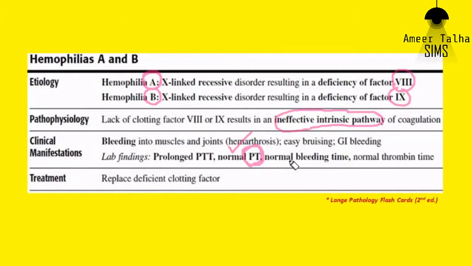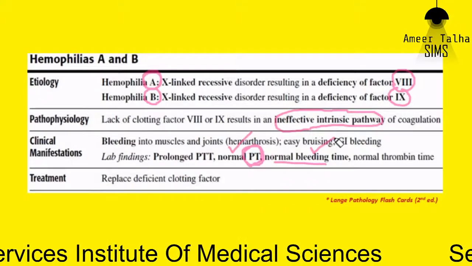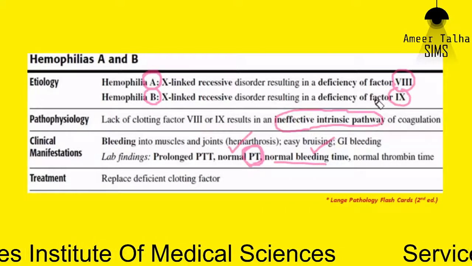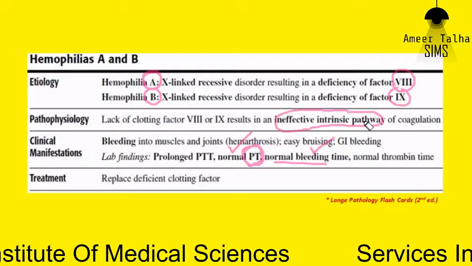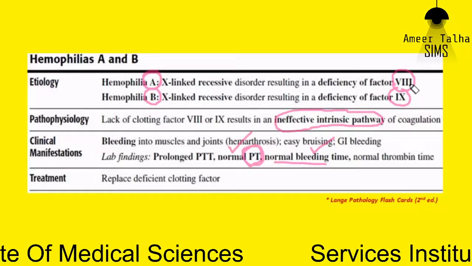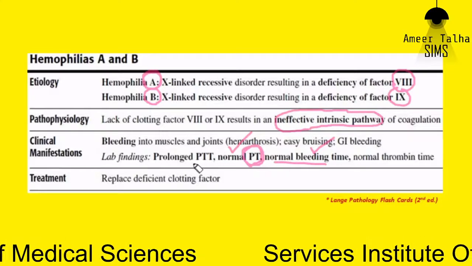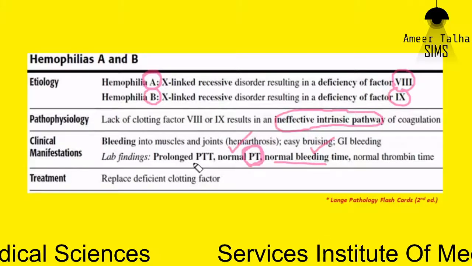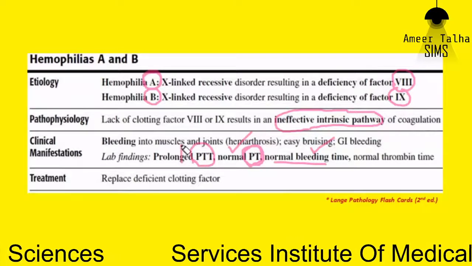No abnormality of thrombocytes is there in hemophilia. That is the reason bleeding time will remain normal. Since the intrinsic pathway is ineffective due to deficiency of either factor 8 or factor 9, that is the reason the partial thromboplastin time is prolonged.